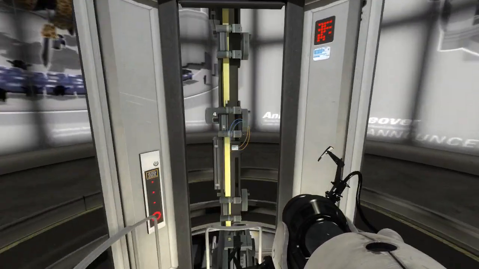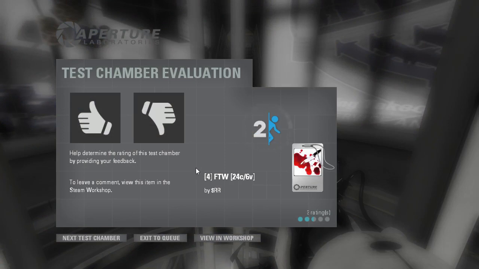Can't believe I saw the wrong laser receiver for the exit.